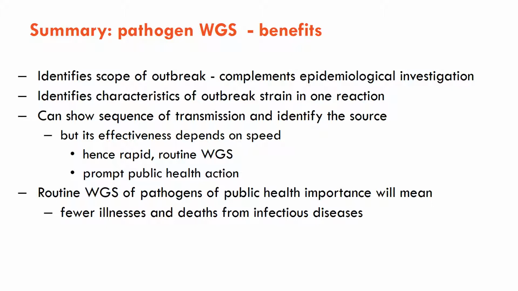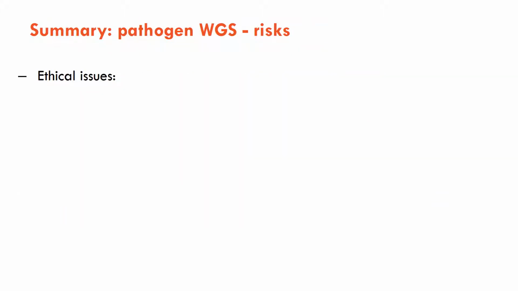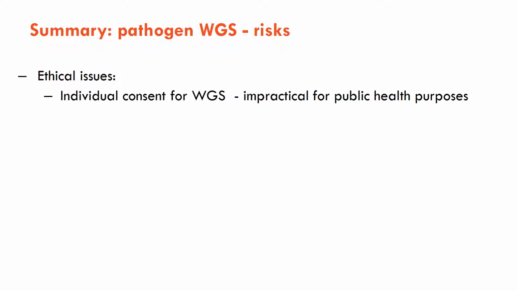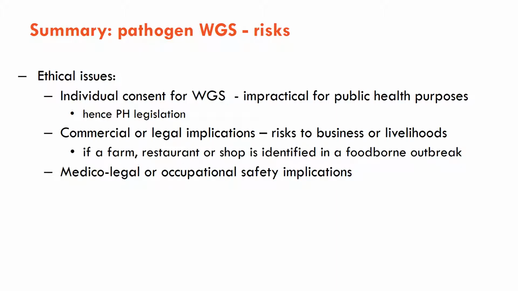However, if this occurs, routine whole genome sequencing of pathogens of public health importance will mean fewer illnesses and deaths from infectious diseases. Nevertheless, these benefits come with significant risks and ethical issues. Because of the need for speed and routine sequencing, individual consent from people from whom the isolates came is impractical. And that's why we have public health legislation which enables this to occur with all of the appropriate safeguards of privacy. But it doesn't cover all instances of whole genome sequencing.